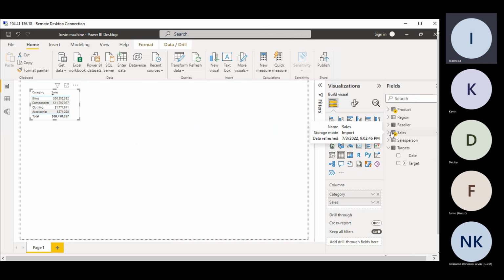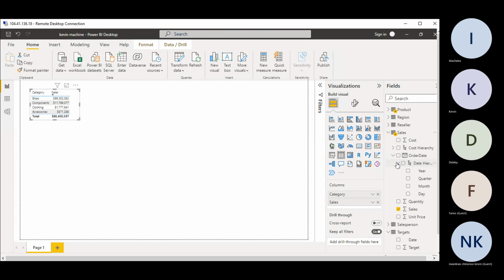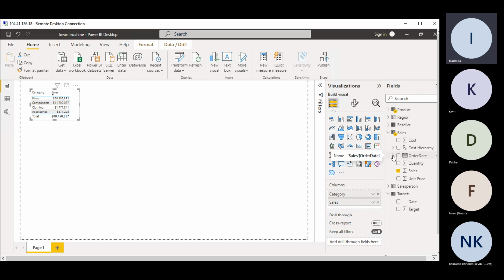So if I go back to sales, where we have the time, we still have our hierarchy there. For other dates, there's no more hierarchy on that date. Let me check sales. So there's no more hierarchy here.